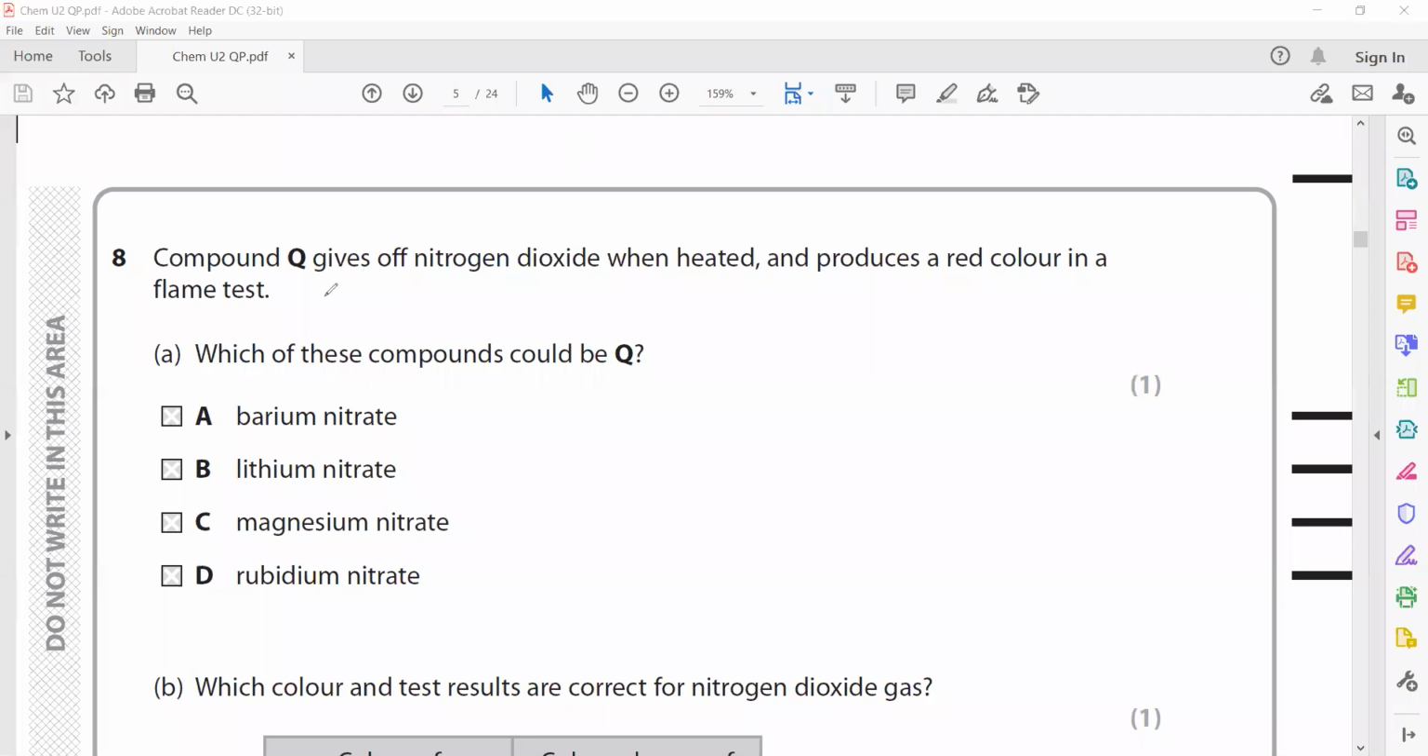Compound Q gives nitrogen dioxide when heated and produces a red flame. Which of these compounds could it be? Barium nitrate can give nitrogen dioxide, but barium gives a yellow flame, so that cannot be. Lithium nitrate, on decomposition, gives lithium oxide plus nitrogen dioxide plus oxygen, so it will be a brown gas, and lithium is red, so B will be right. Magnesium will not show any flame because that is not in the visible range, and rubidium nitrate does not decompose into nitrogen dioxide, so B will be the right answer.